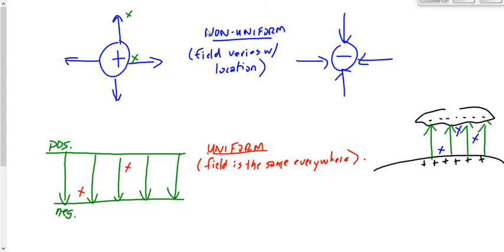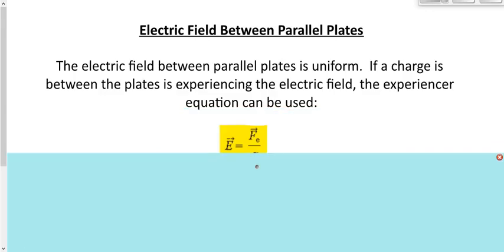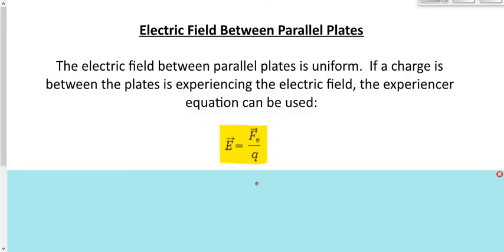Now, let's go into the math, because the math is going to be a little bit different for this than it is for what we've been doing up until now. Let me give you the first equation again for an experiencer. This equation, E is equal to F over Q, applies in this situation if I have a non-uniform electric field, as long as I have something right here or anywhere else experiencing that field. If I have an experiencer, then I'm allowed to use this equation in a non-uniform field.